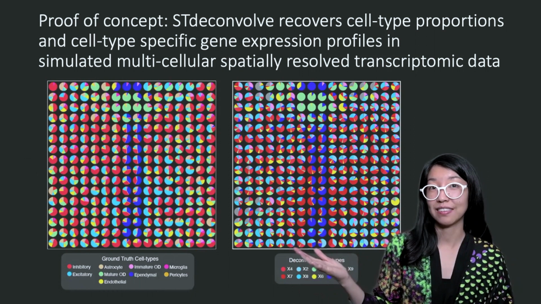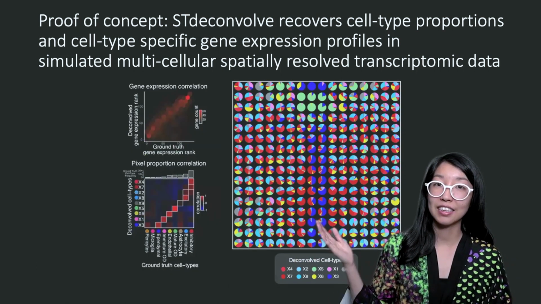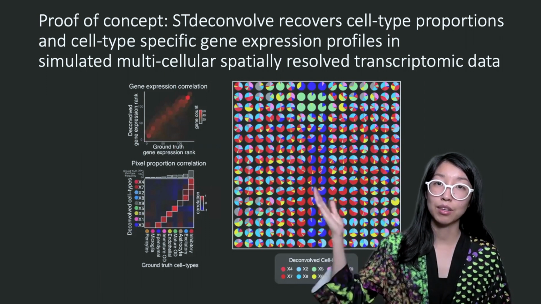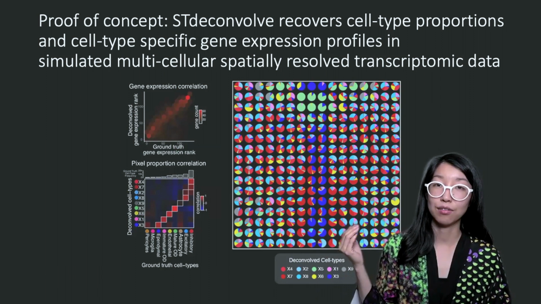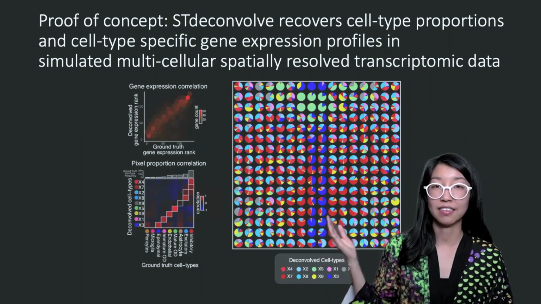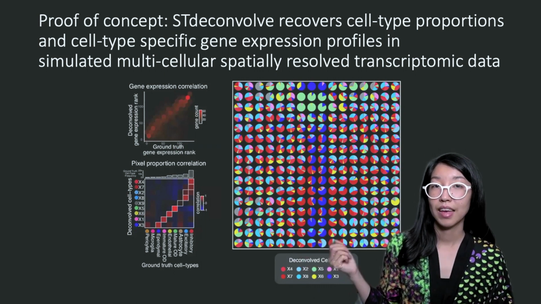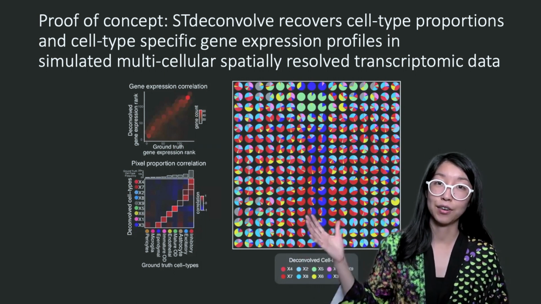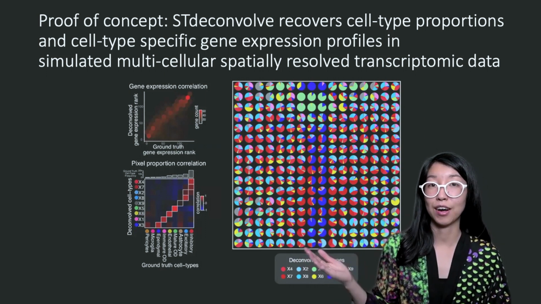And visually, you can see that we do quite well, but we can also quantify this by looking at the correlation between the deconvolved gene expression profiles and the ground truth gene expression profiles, as well as the deconvolved cell type proportional representations and the ground truth proportional representations of cell types across pixels. And in both cases, we see a very high correlation, suggesting that we're able to successfully recapitulate the ground truth.